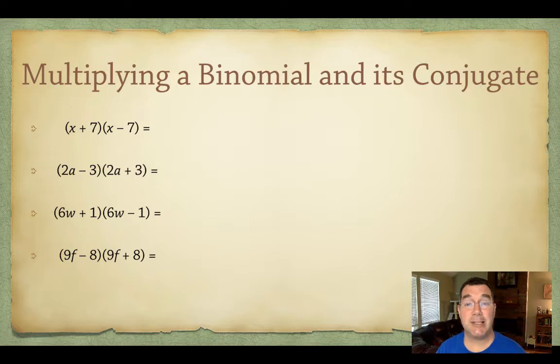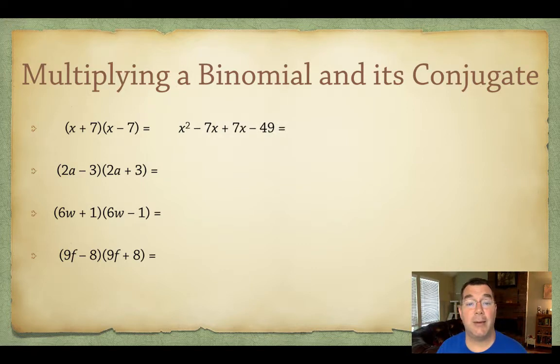x plus 7 times x minus 7, 2a minus 3 times 2a plus 3, 6w plus 1 times 6w minus 1, and then 9f minus 8 times 9f plus 8. So multiplying anything by its conjugate means changing the sign that's in between the two terms. So let's multiply it out.